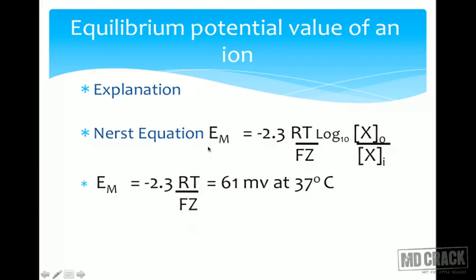In this Nernst equation, the equilibrium potential value EM is equal to minus 2.3 RT upon Fz, log to the base 10 of the concentration of that particular ion outside to the concentration of that ion inside. R is the gas constant, T is the absolute temperature, F is the Faraday, and Z is the valency of the ion. Minus 2.3 RT upon Fz in standard conditions comes out to be 61 millivolt at 37 degrees Celsius. Since we know the concentrations of the ions outside and inside, we can calculate the equilibrium potential for the major ions such as sodium, potassium and chloride.